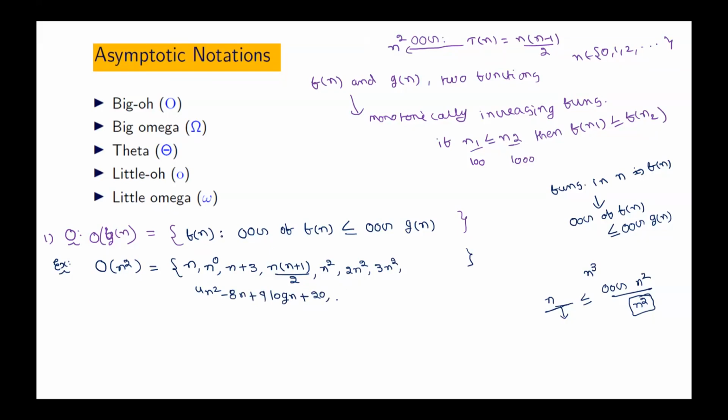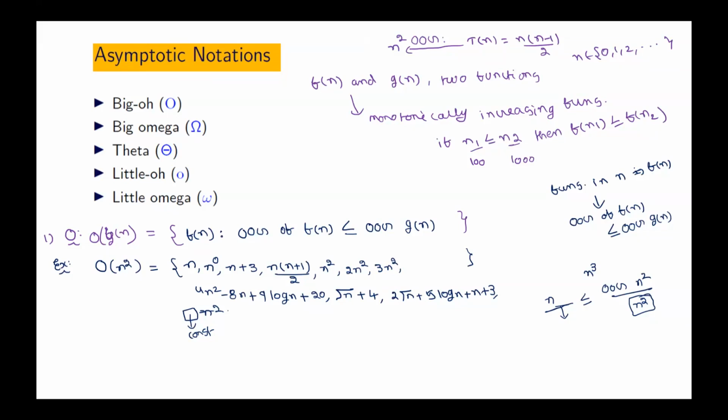n log n, square root of n plus 4, is that correct? Yes. 2 times square root of n plus 5 times log n plus n plus 3, is that correct? Yes. So like this, is it possible to write an infinite number of elements in this set? Yes. Whatever we write here, if I write some positive constant times n square, is it going to be true?